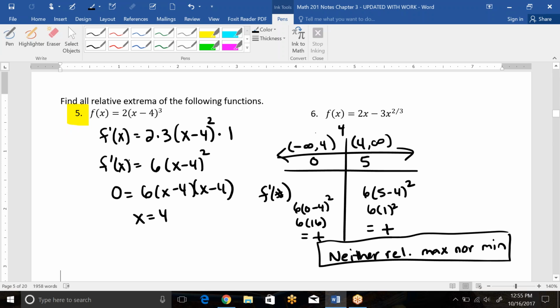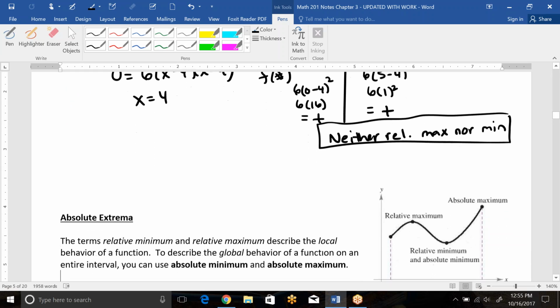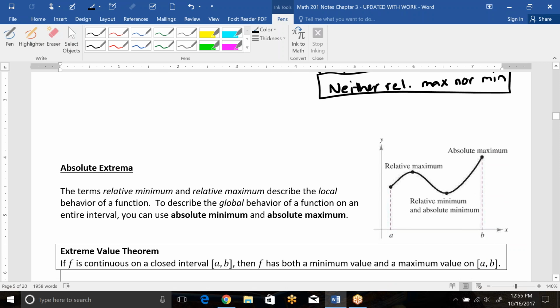Okay, so let's look at our next one. We did define absolute extrema. Remember, those are on a closed interval.